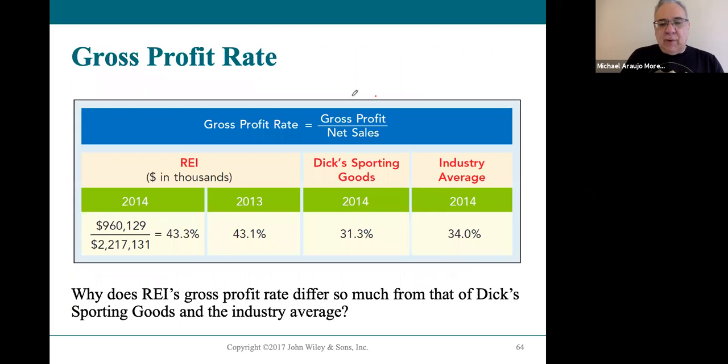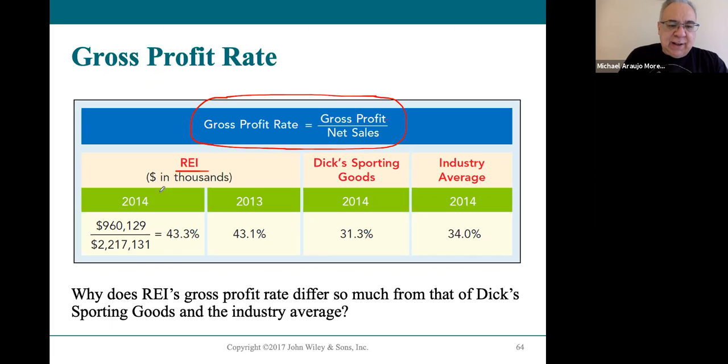The gross profit rate, as you see here at the top, is simply the gross profit divided by net sales. That's it. So remember, the gross profit is net sales minus cost of goods sold. That's your gross profit. We're comparing that back to the net sales.